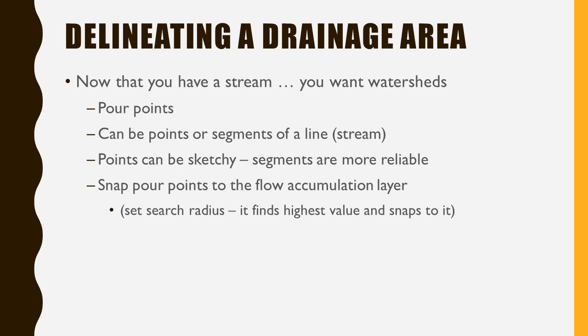Drainage areas. Now that you have a stream, you want watersheds. Pour points can be points or segments of a stream. They work pretty good, but it can be kind of sketchy because it's really hard to hit the point where you want. Segments are easier to work with. You can snap pour points to flow accumulation layers, but you have to set the search radius, so you need to play around with it.